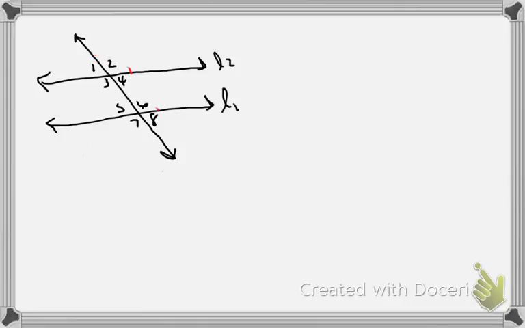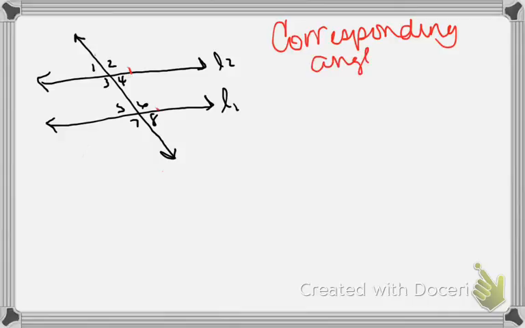Alright, so let's talk about corresponding angles. Corresponding angles means they're basically in the same spot but different location. That's how I look at them. So like 2 and 6. See how they're kind of like in the same spot? They're above the parallel line, but in different locations. One's on the top parallel line, one's on the bottom, and they're both on the right side of the transversal. One's on the first line, one's on the second line.